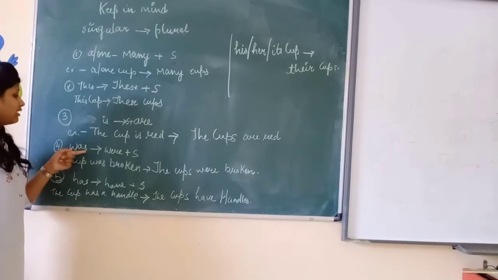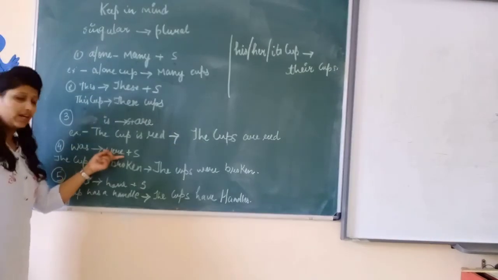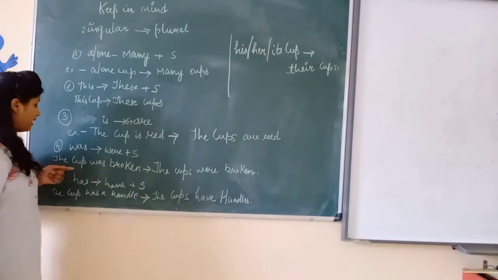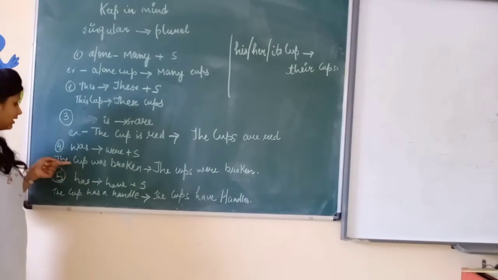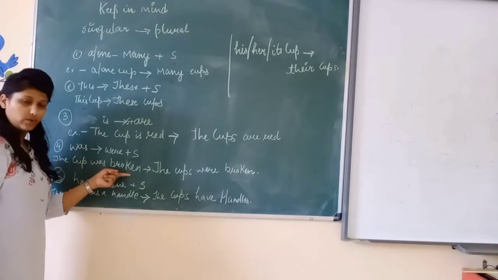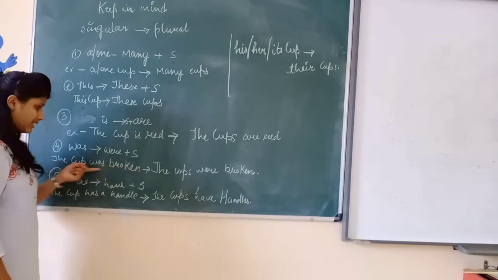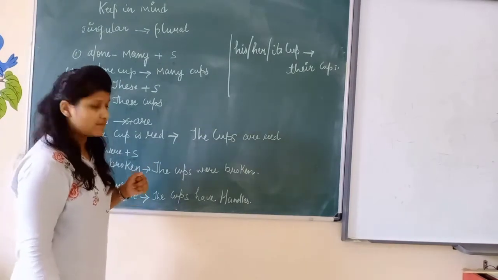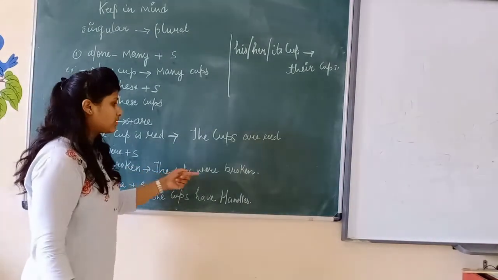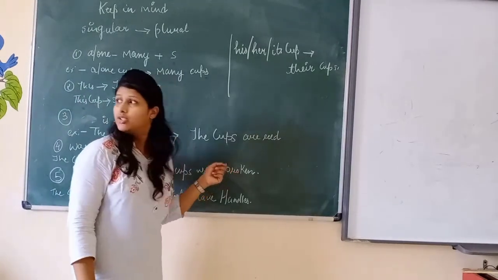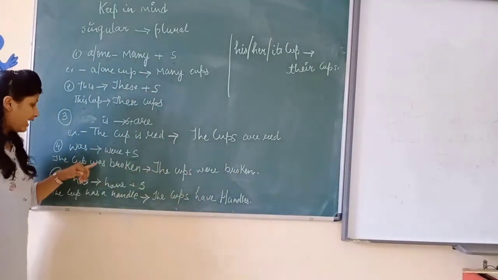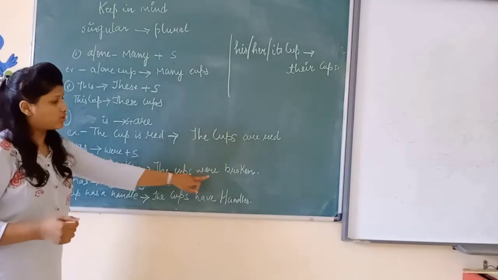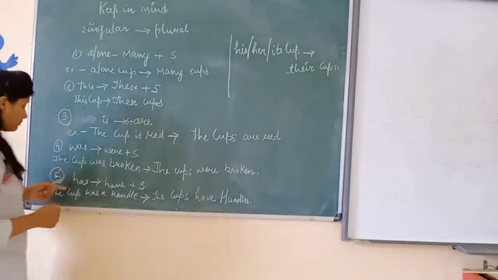Fourth rule, was changes to were and s is added to the noun. Like, for example, the cup was broken. If we change this sentence into plural form, then the sentence becomes the cups were broken. So, we have added s to the noun and changed was into were.